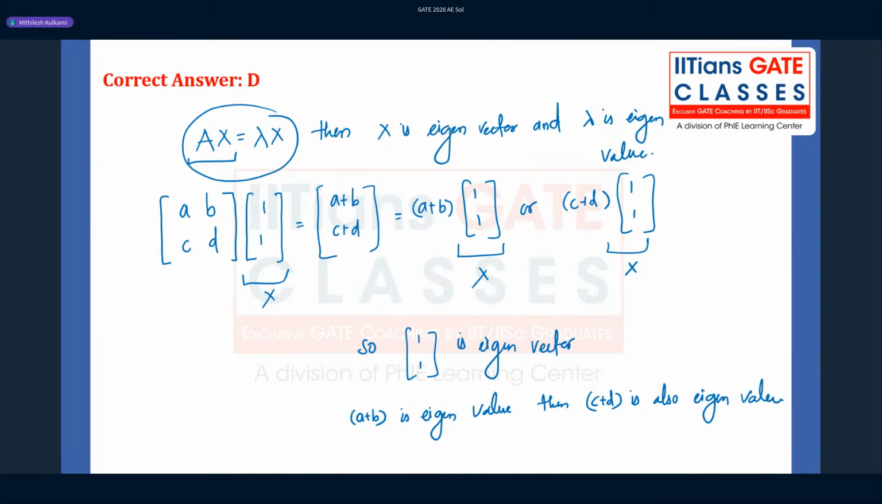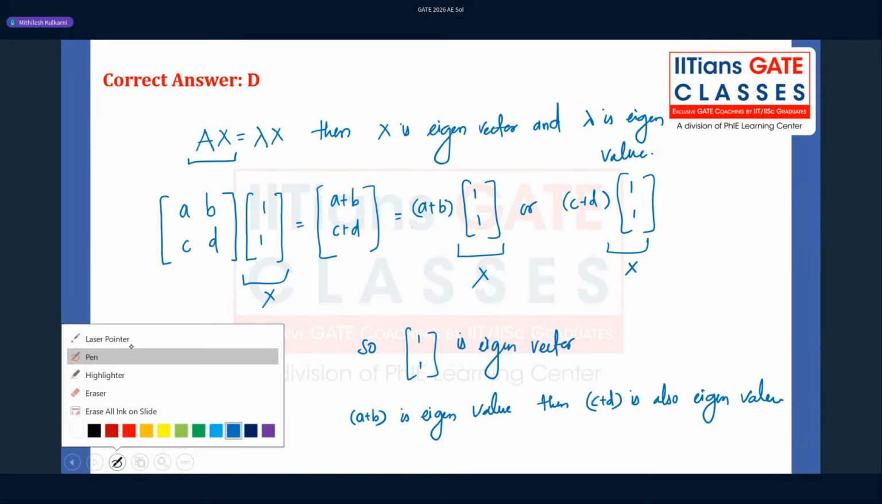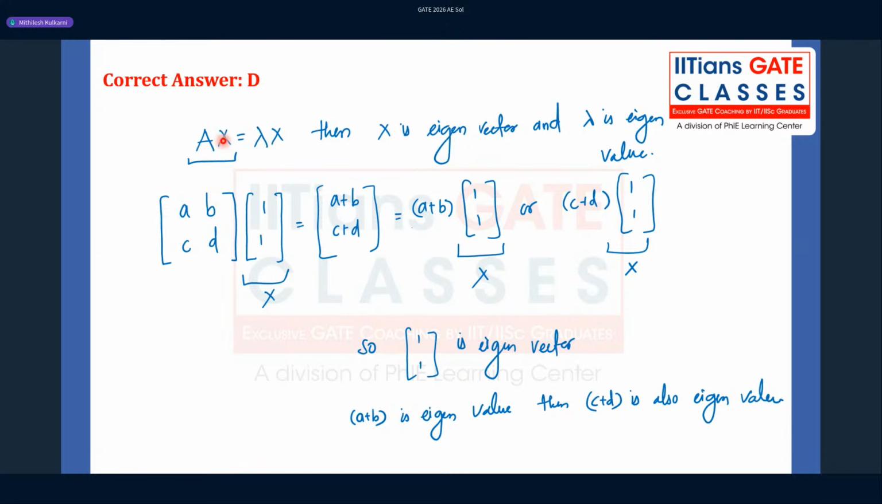Okay, so I hope you understood. We applied a simple logic that Ax is equal to lambda x. Matrix A multiplied by the eigenvector should give us the eigenvalue times that same eigenvector, and if that condition is satisfied, then that x is called the eigenvector corresponding to the eigenvalue lambda. And when we did that multiplication, we were able to take A plus B common, and again we got the 1 1, which is matrix X.